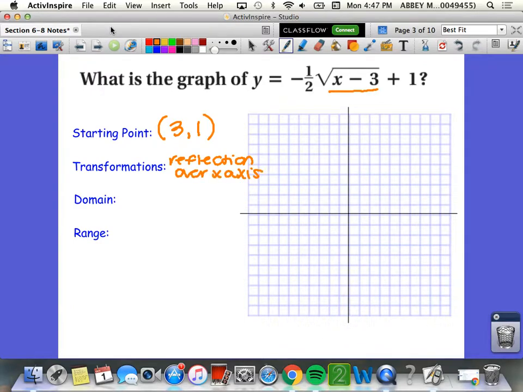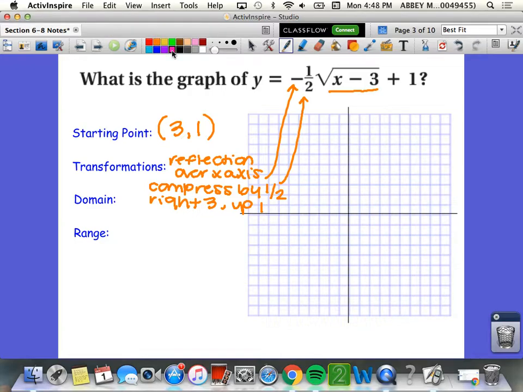Why do we have a reflection? Because of that negative right there. This would be compressed by 1/2. Again, my a value is a fraction between 0 and 1. I would have gone right 3 and up 1.